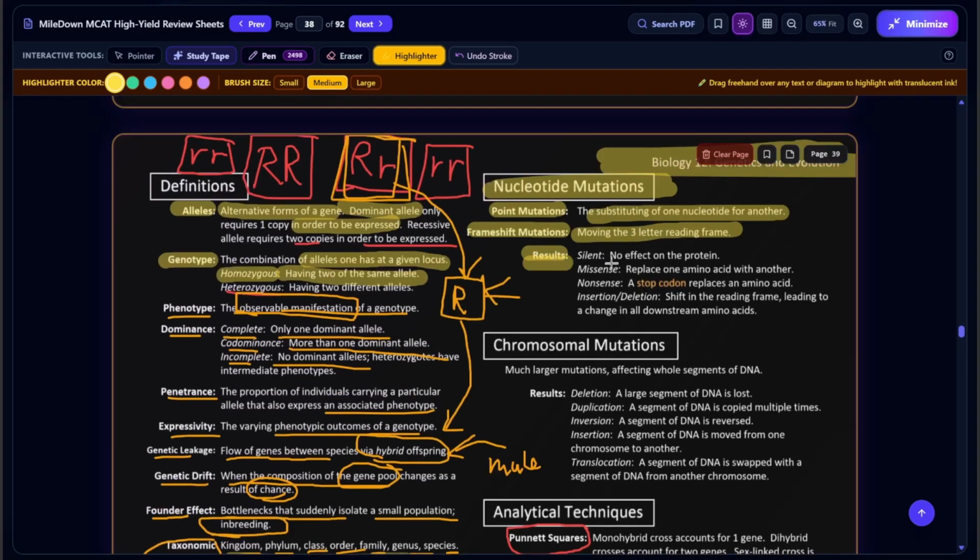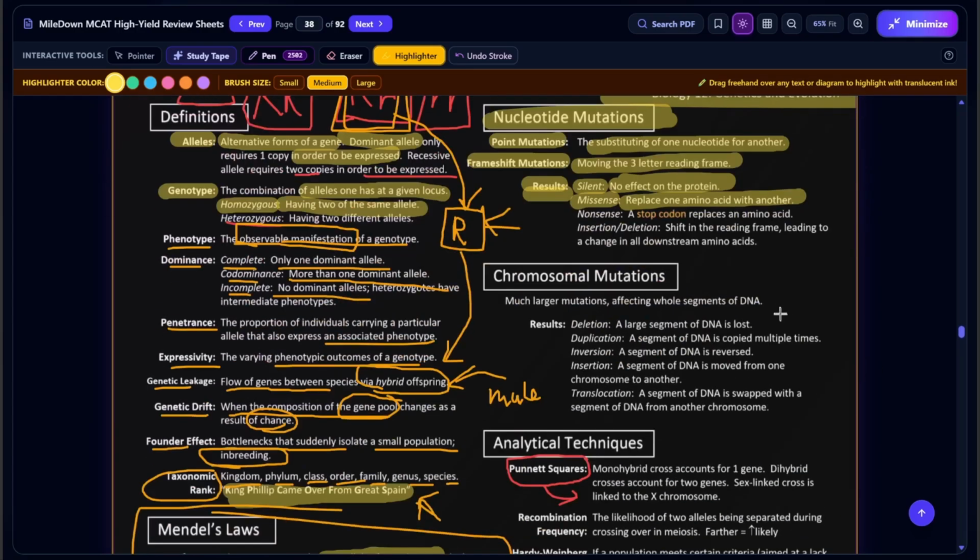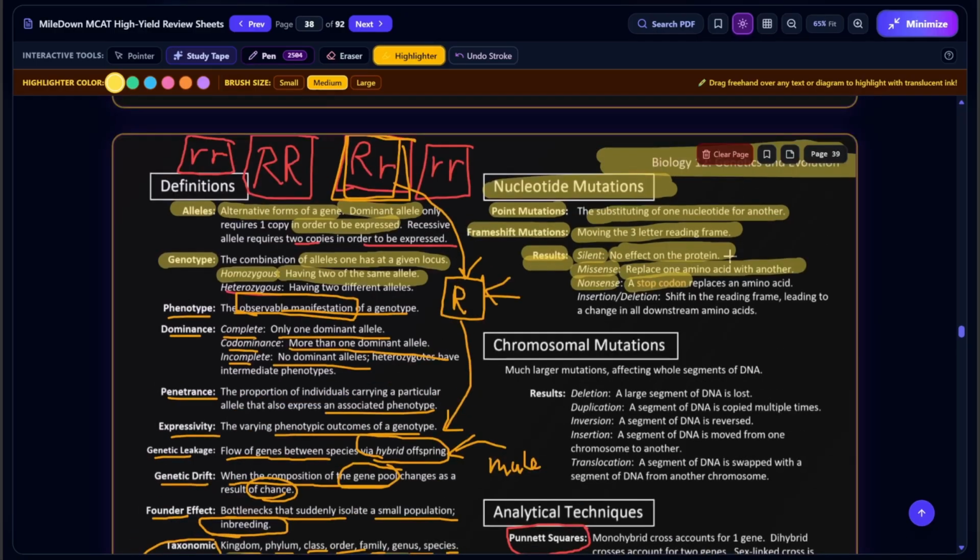And the results from these mutations could be silent, so you don't see any effect on the protein outcome. It could be missense, so you replace one amino acid for another, so the protein is composed of a different amino acid. And then a nonsense result is when a stop codon replaces an amino acid. So instead of having an amino acid being coded for, it's just a period. That's it. No more code, no more reading frame, just a dot.